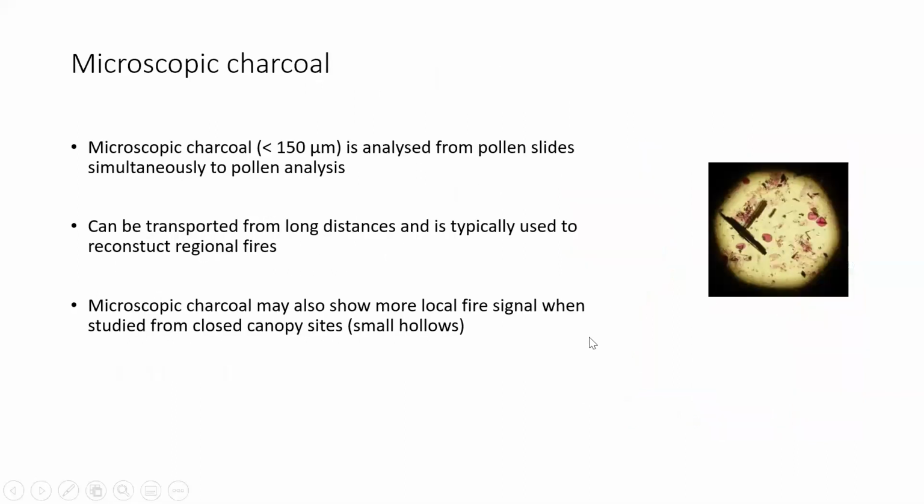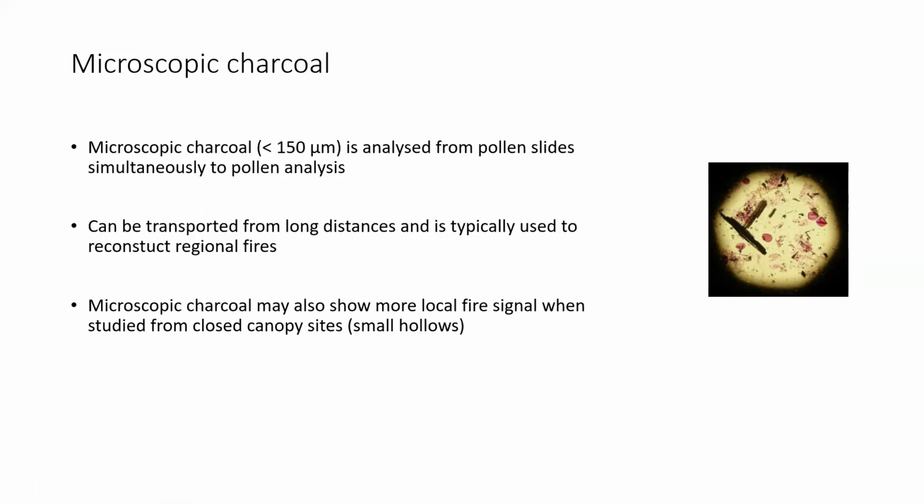Looking into microscopic charcoal, the particles are usually considered to be smaller than 150 microns, and as already said, usually analyzed from pollen slides together with the analysis of the pollen types. And for example, here you can see some charcoal particles on the pollen slides.